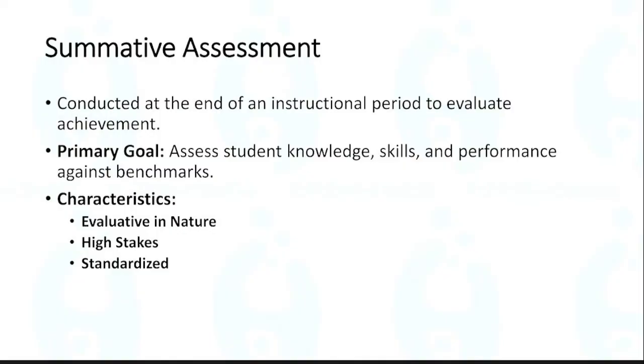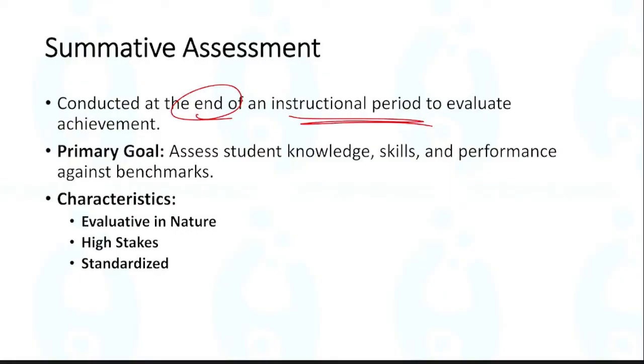Next one is summative assessment. It is done at the end of the instructional period. After a session is done, or after a course is done, at the end the summative assessment is done. What it does is evaluate achievement.